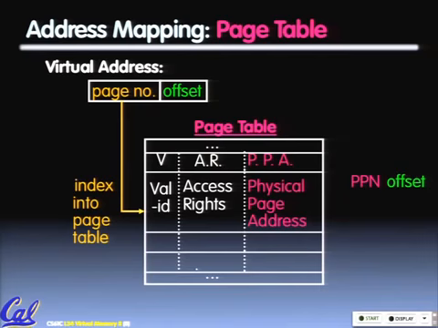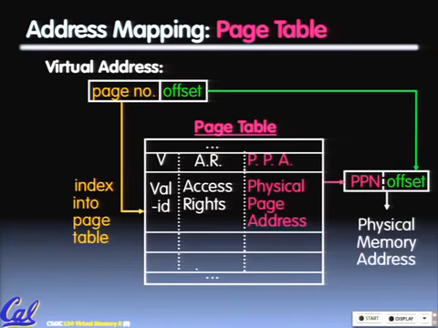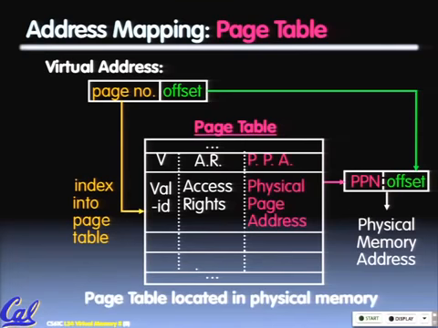Inside the page table, you have an entry. That entry, the most important thing we've seen so far, is this physical page address, or the physical page number. That number gets concatenated with the offset. The offset just passes over, and I keep that 5 bits there, and now I have a physical memory address. This page table is loaded in physical memory. We talked about that last time also.